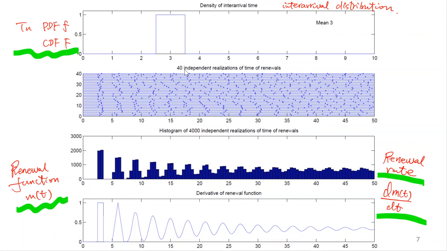Here I generated 14, because I couldn't really visualize 4,000 here. But in the experiment, I generated 4,000 independent realizations of the renewal times. You will be able to see the histogram of those renewal times. And if you add all of them together, at a particular time, you can see how many renewals you have. And this is the derivative of the renewal function.